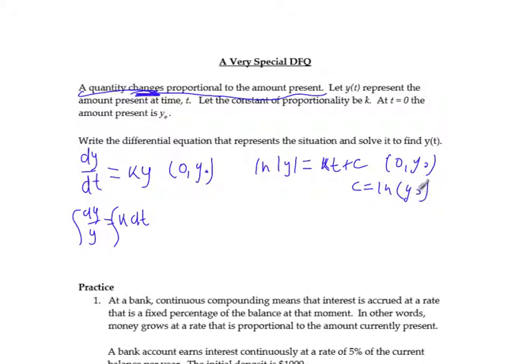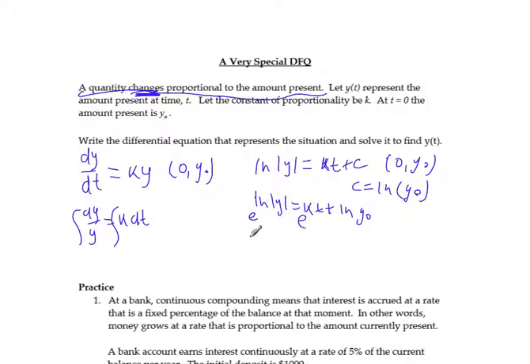And we're going to ignore the absolute value at this point because the initial amount of something is going to be positive. So where do we stand right now? ln of absolute value of y equals kt plus ln of y naught, right? Now we actually have to solve for y. So to solve for y, we're going to exponentiate both sides, right?